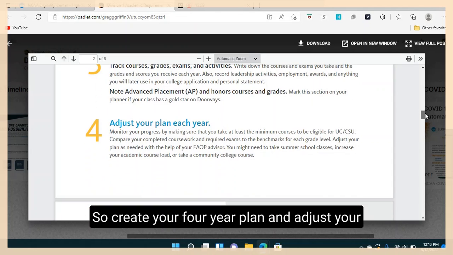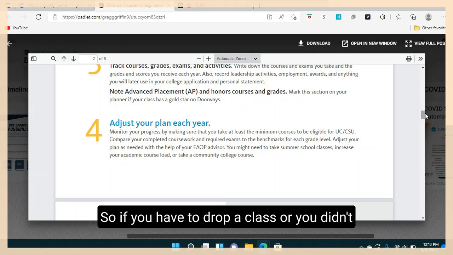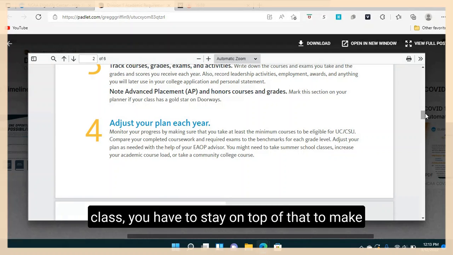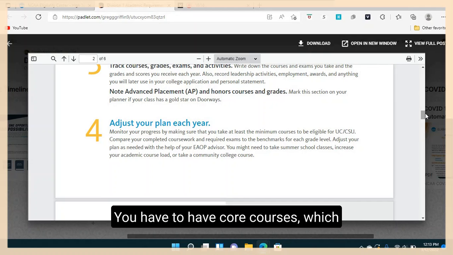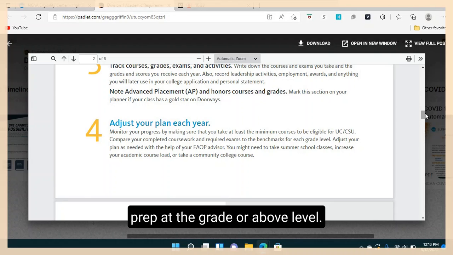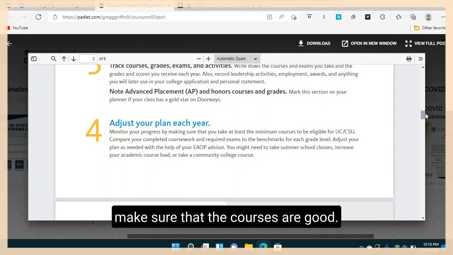So create your 4-year plan and adjust your plan each year, which basically means monitor your progress. If you have to drop a class, or you didn't do well for some reason and you need to retake that class, you have to stay on top of that to make sure you're still on track for what you need, right? You have to have core courses, which are courses taught by certified instructors, college prep at the grade or above level. Those are all things we need to make sure the courses are good.